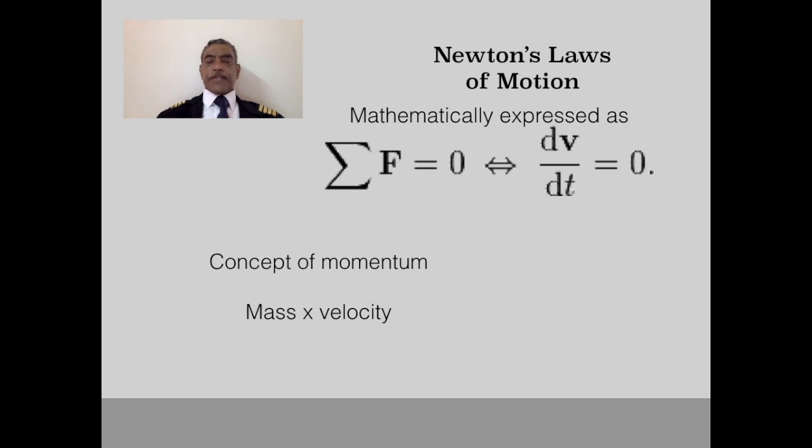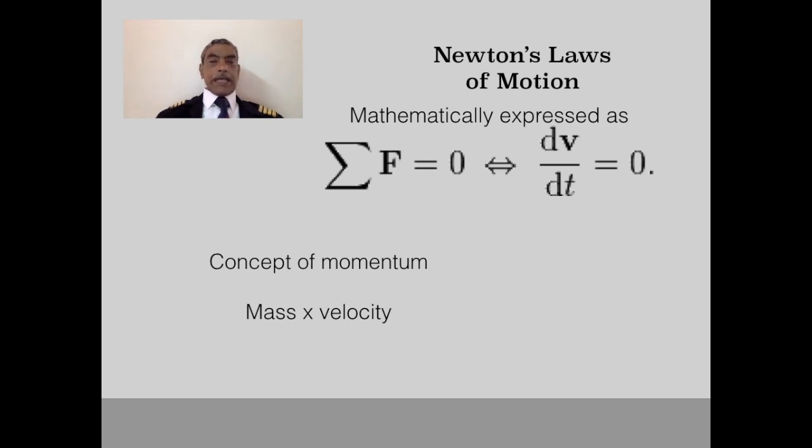Okay, as professionals, we can't stop at this. We have to understand the mathematics of these particular laws, which I've tried to explain. Here, what I have explained will read as: sigma F equals 0 implies dv by dt equals 0. Sigma F means the resultant force. What it means is, as long as the resultant force is equal to 0, there is no change in velocity over any different timings. That's what this particular expression means.